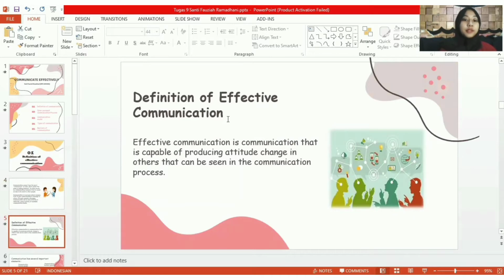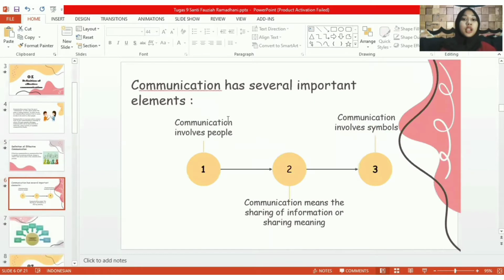Definition of effective communication. Effective communication is communication that is capable of producing effective change in others that can be seen in the communication process. Communication has several important elements. The first is communication involves people. The second, communication means the sharing of information or sharing meaning. And the last is communication involves symbols.